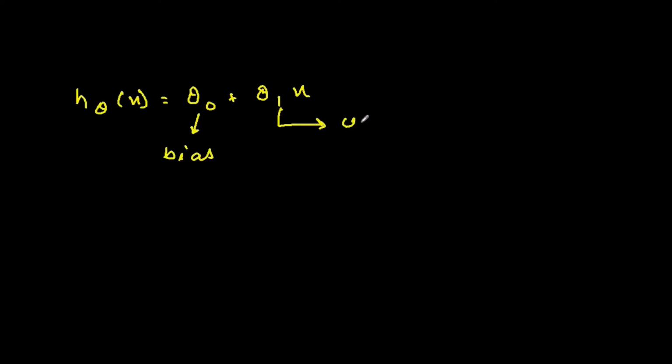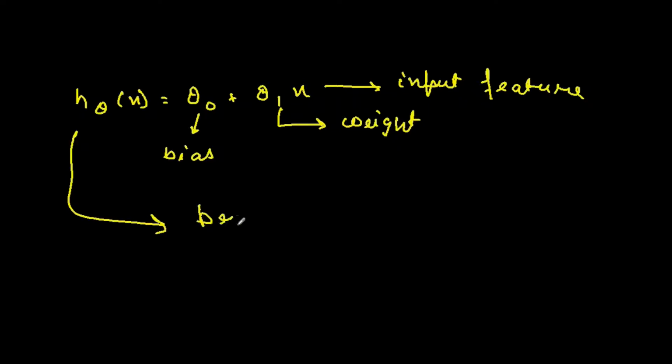So now what is the hypothesis? Hypothesis is basically h theta of x equals theta naught plus theta 1 x, right? What is theta naught? Theta naught is bias here, and theta 1 is weight, right? This is my input feature, and this value is my prediction, right?